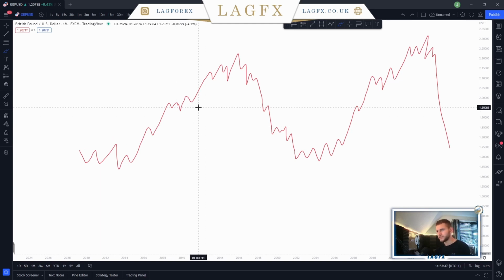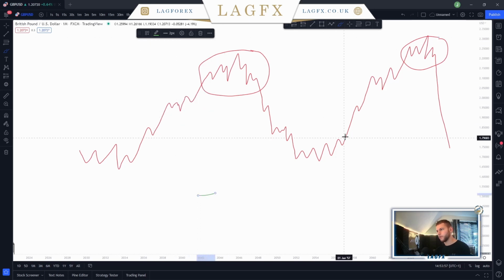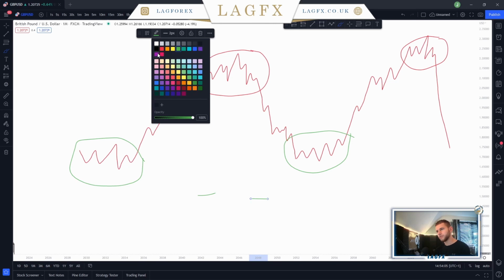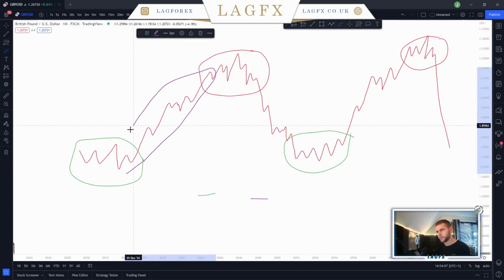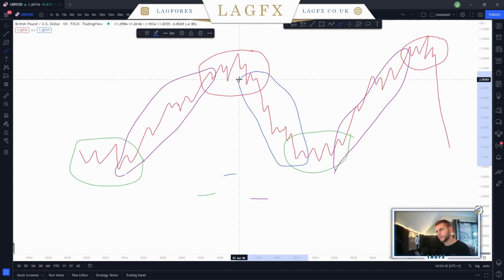Now, we need to understand that these ranges right here, this is a distribution, this is a distribution. Now, we will change color for an accumulation, and then we obviously have our markup and our markdown. So this is our markup, another markup, and then we also of course have our markdowns. Now we have to understand that each of these is a different phase within the market.